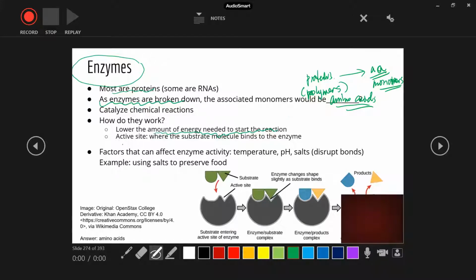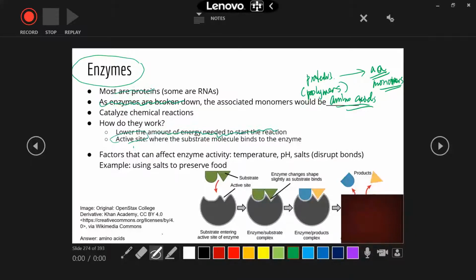Another key piece of information about enzymes is the active site. If you look at the diagram down here, you will notice that this particular site, which looks like a notch, right? That's the active site. That's where the substrate binds to the enzyme. And this is also where the enzyme can change shape slightly and reduce the amount of energy needed and get the chemical reaction going really rapidly. So that's the active site.